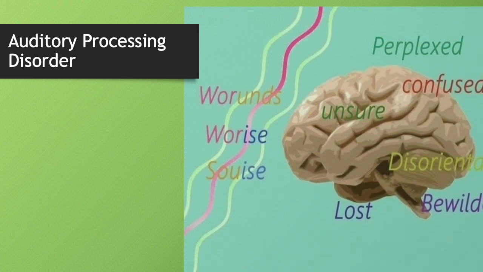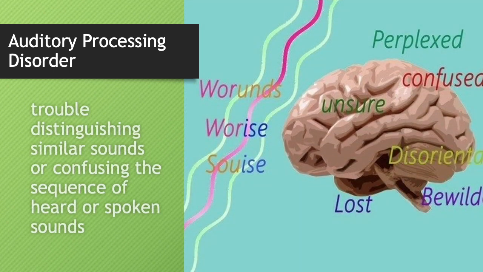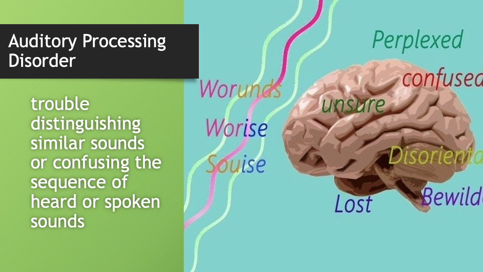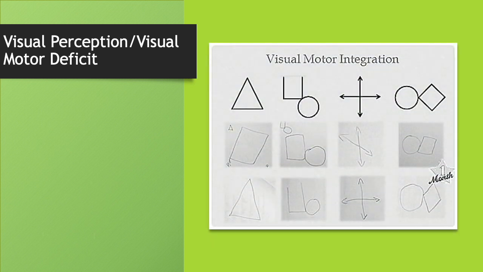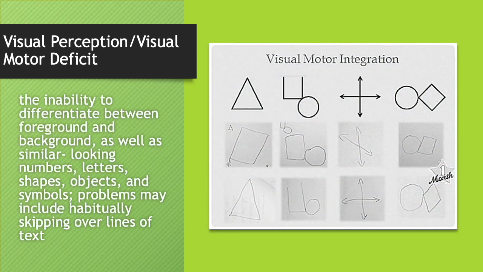An auditory processing disorder is when there's trouble distinguishing similar sounds or confusing the sequence of heard or spoken sounds. Finally, visual perception or visual motor deficit is the inability to differentiate between foreground and background, as well as similar looking numbers, letters, shapes, objects, and symbols. Problems may include habitually skipping over lines of text.